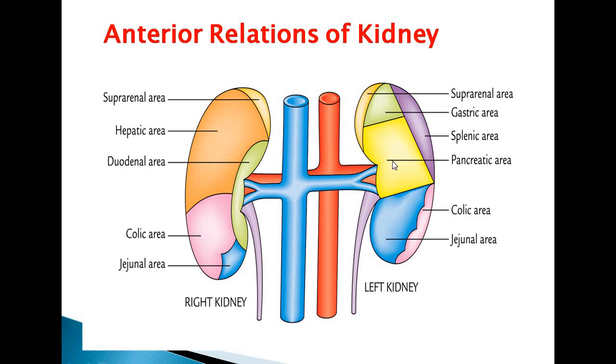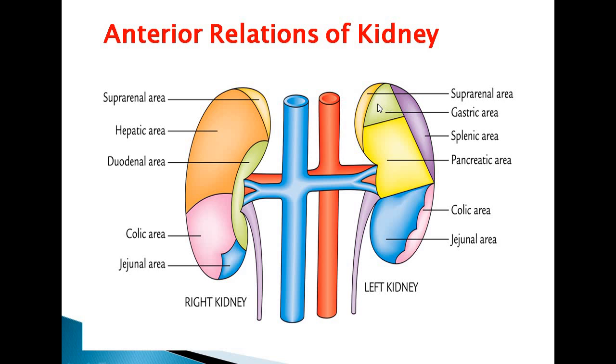What are the anterior relations of the left kidney? The upper broad pole of the left kidney along with the upper part of the medial border is the suprarenal area, which is overlapped by the corresponding suprarenal gland of the left side. The upper two-third part of the lateral border along with its adjoining anterior surface is the splenic area. It is peritoneal in nature and it is related with the renal impression present on the spleen.